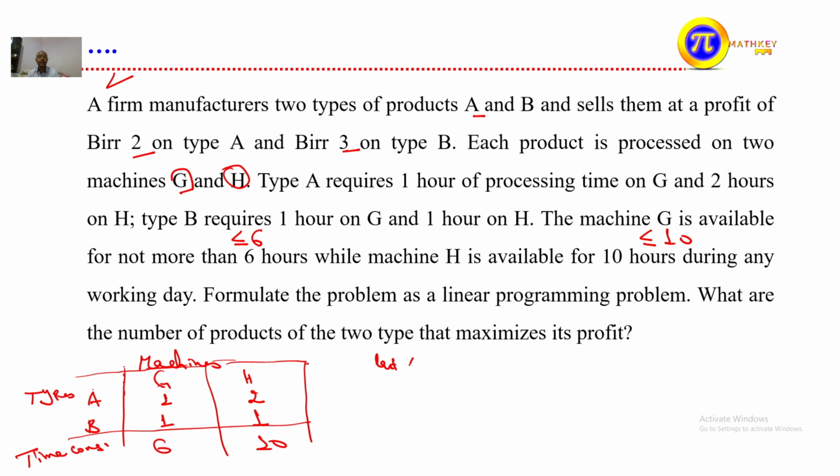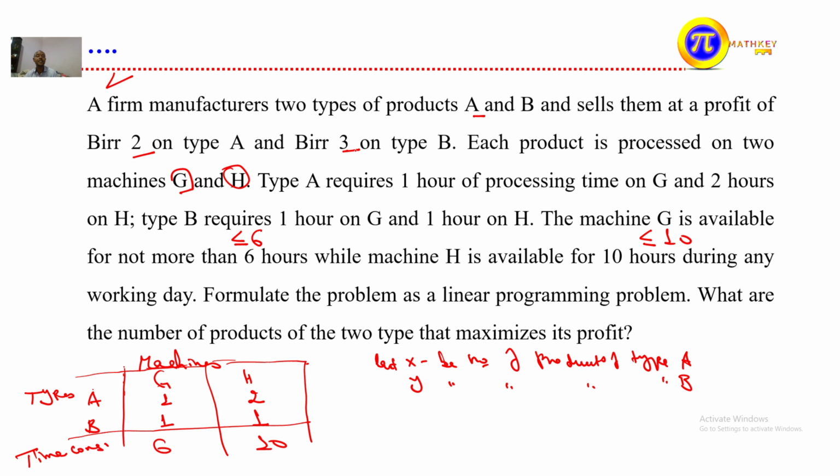Let x be the number of products of type A. Similarly, let y be the number of products of type B. Since we want to maximize profit, the profit equation becomes P equals 2x plus 3y, since it gets 2 birr on each product of type A and 3 birr on each product of type B. If the number of product A is x, we multiply by 2, since 2 is for 1 product. If you have y products of type B, you multiply by 3 times y.